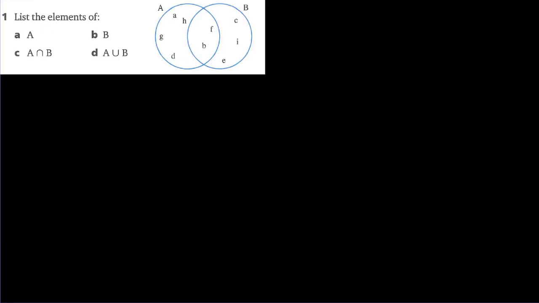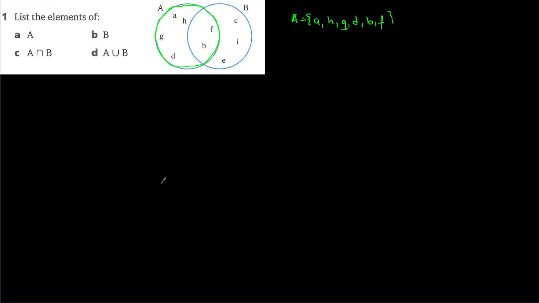And here is the last question of this video. We have to find the lists of elements of A and B, then A intersection B and A union B. Let's start with A firstly. When I say A, it means that on the circle here, this part we are going to find. So this is the set A. And to find the elements here, I will write like this: A, H, G, D, then B and F. Why will I write like this? I will write the common elements at first or at last.